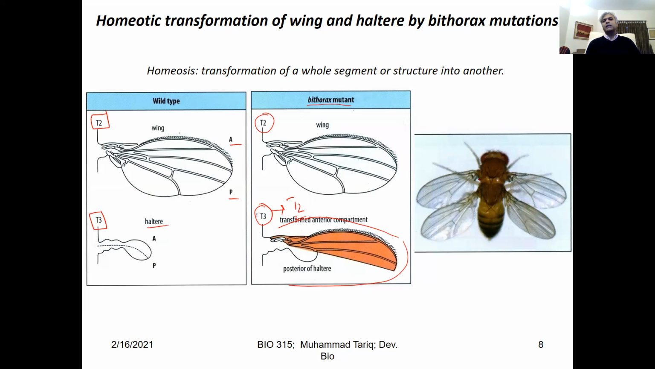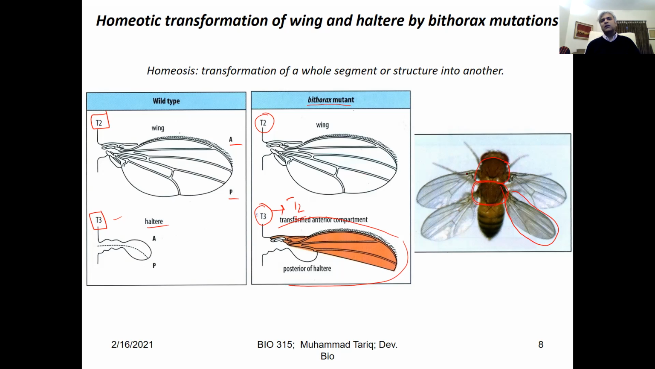Look, this fly has two thoraxes. This is the one, this is the other. Due to the transformation of T3 into T2, the whole halter is converted into a wing and the thorax is duplicated. This is called the classical bithorax phenotype. These flies are unfit. They cannot survive long because they cannot mate and they cannot fly. So they are very difficult to maintain in the lab.